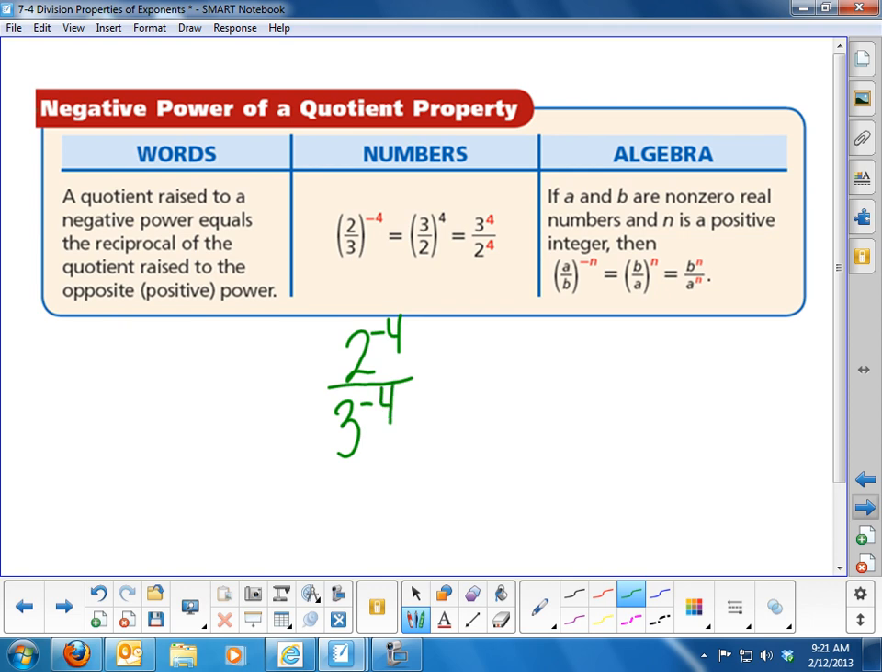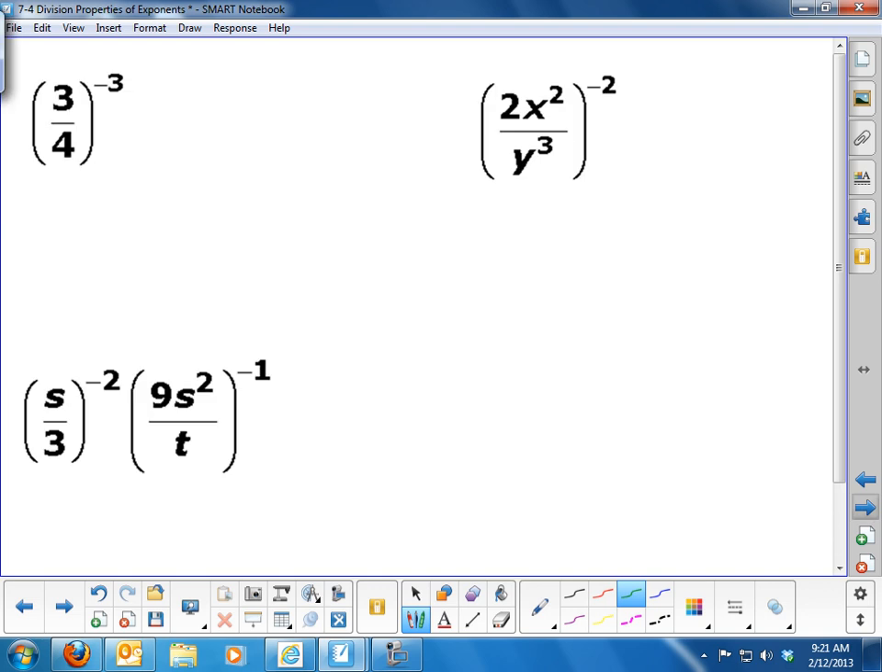Well, can't have negative exponents, so I have to bring the 2 to the negative 4th down, and I have to bring the 3 to the negative 4th up. Well, notice how that is the exact same problem as if I just take the reciprocal of my quotient and now have a positive exponent. So that's what you want to do when you have a negative exponent as your power in a quotient here. You want to take the reciprocal of the quotient and make your exponent positive. Make sure you're filling in your foldable with this stuff, guys.